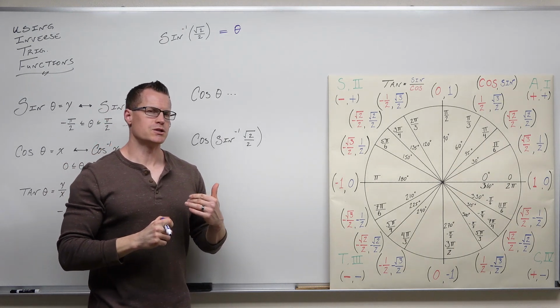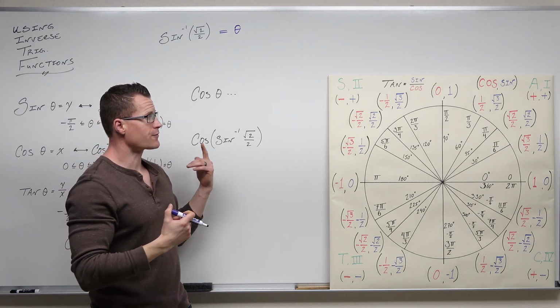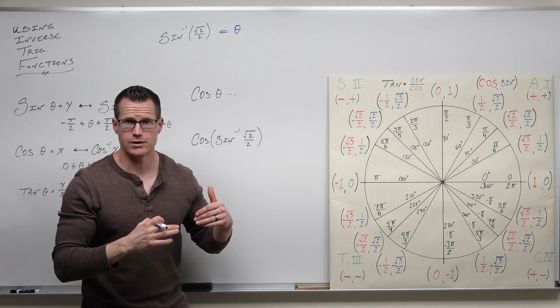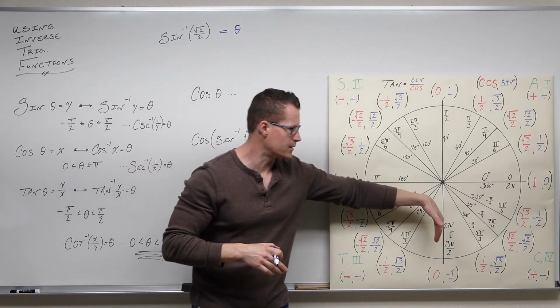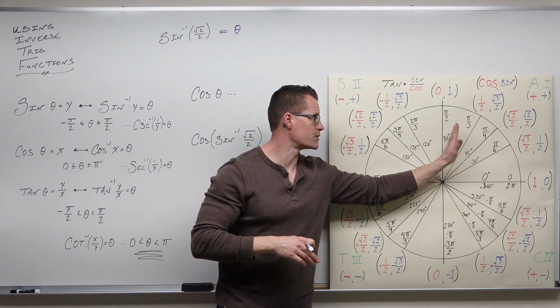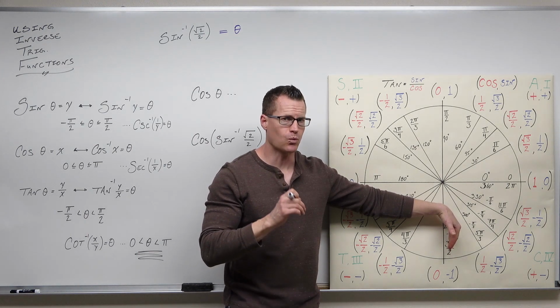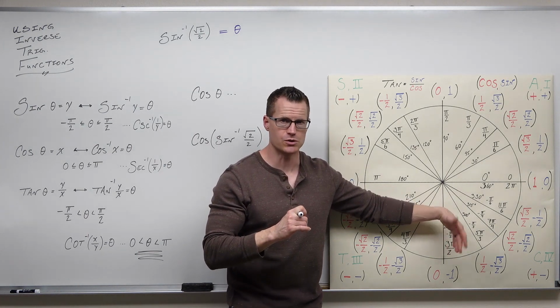Now we can really do something with that. We could actually go right from here and say, hey, if we really understand how to use our unit circle, if we really understand that sine inverse is only defined from negative pi over 2 to pi over 2, then really what I'm looking for is the angle that gives me a y coordinate of the square root of 2 over 2. So I'm going to look at that.